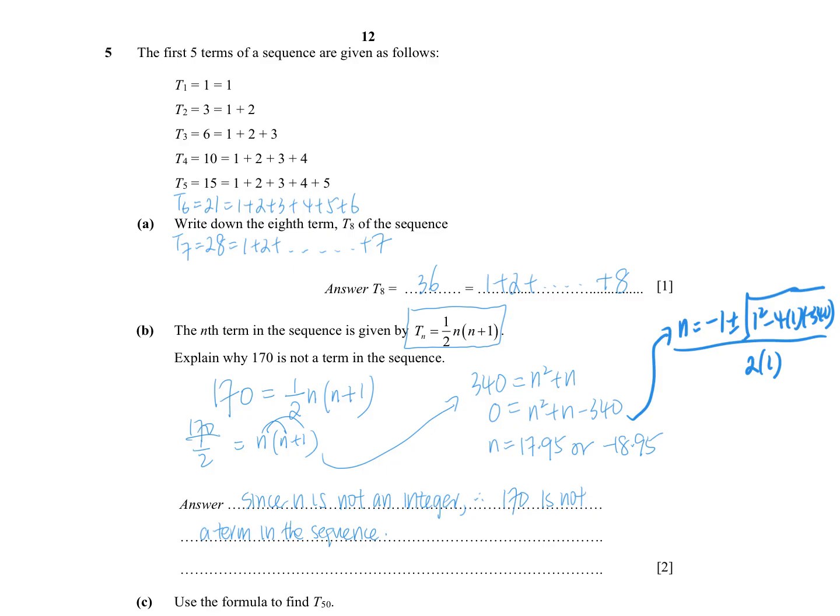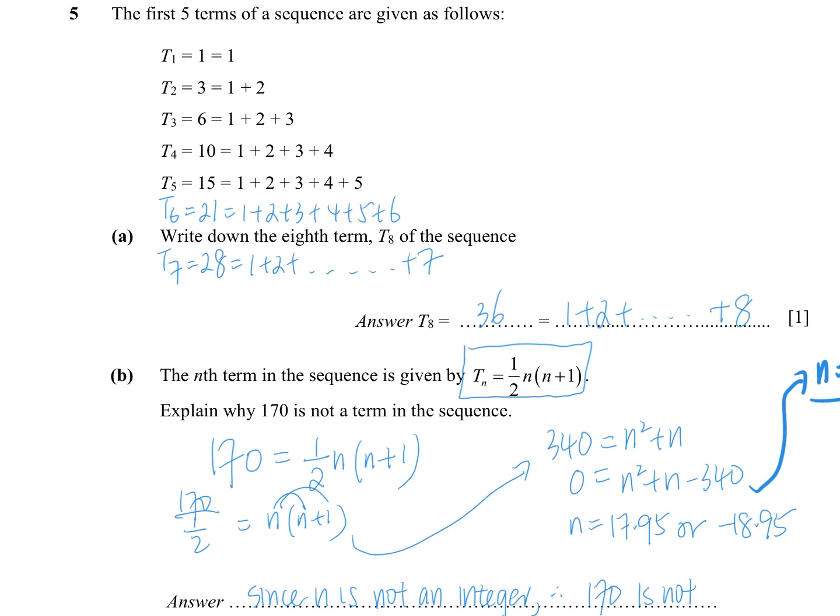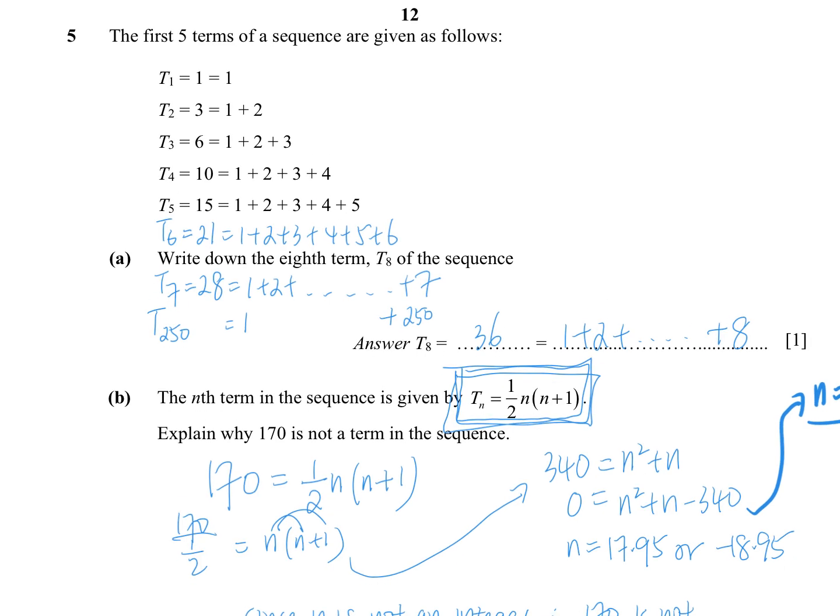Okay, this one I check for you. Let me think. Go back to the formula. If I want to add all the way to 250, what should this be? 250, right? So actually what I want to find is the 250th term. Oh no, this one I'm stuck. It's a little tricky.